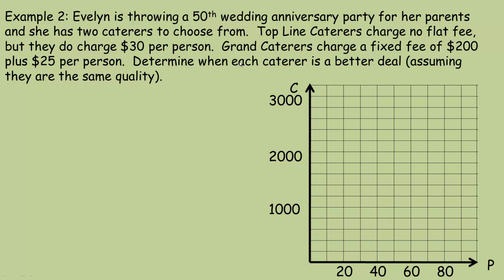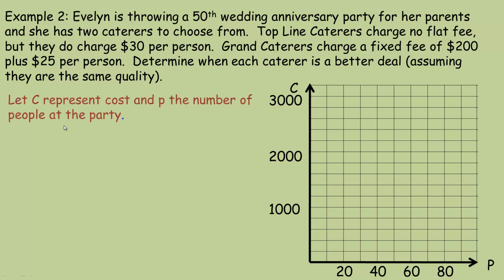Of course, if one's better than the other, or much better, then a little bit extra cost might mean you would go with the better one anyway. But we have to assume they're the same quality to adequately compare them. So we need to make equations for the 2 of these. So the Top Line Caterers, and I'm going to write a let statement here first. So I'm going to let capital C represent the cost in dollars, and P the number of people at this anniversary party.